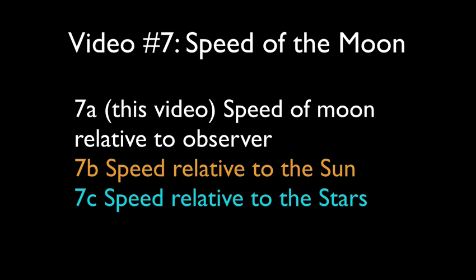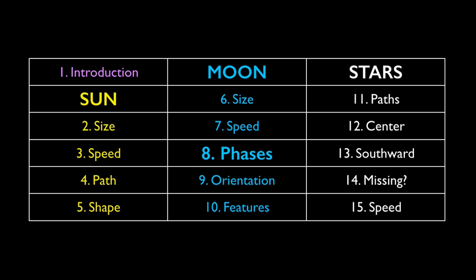To be even more certain, more data gathering is needed from a variety of sources, as we'll discuss in the rest of the series. We're going to have two supplemental videos for speed of the moon, 7b, speed relative to the sun, and 7c, speed relative to the stars. After those will be number 8, phases of the moon. Again, for best quality photography, you'll need a good zoom camera.